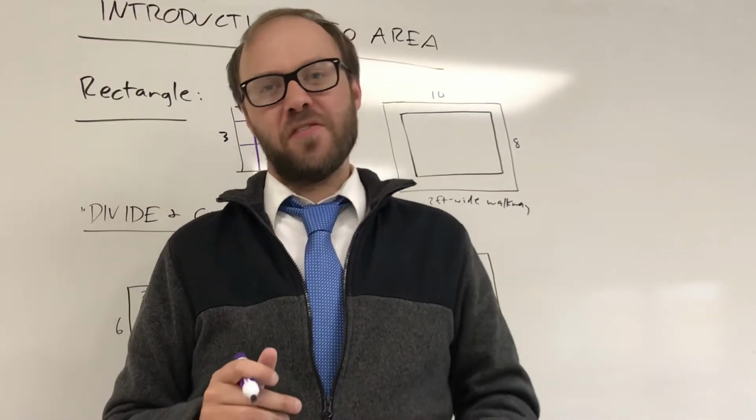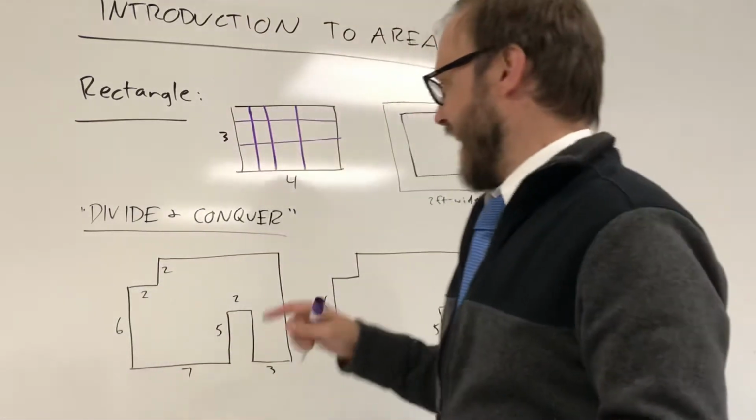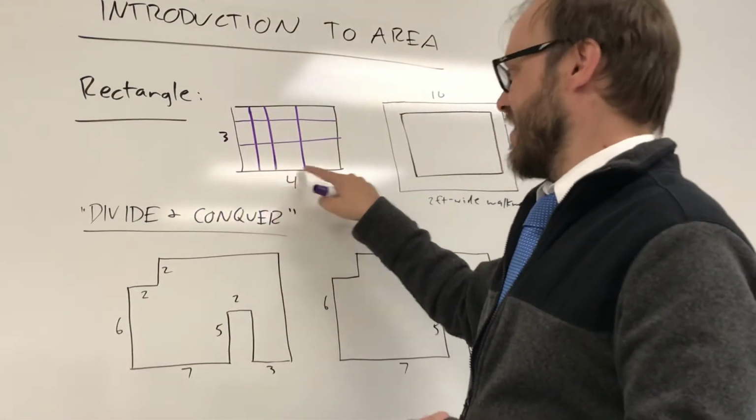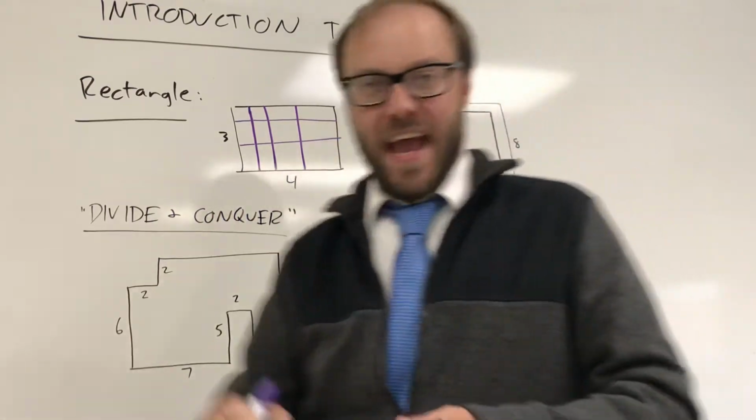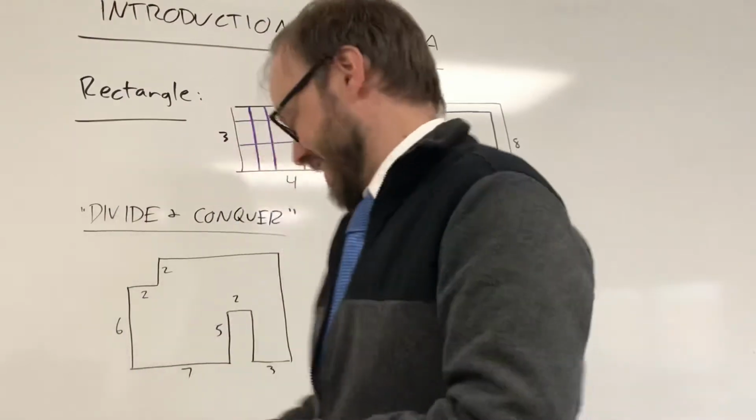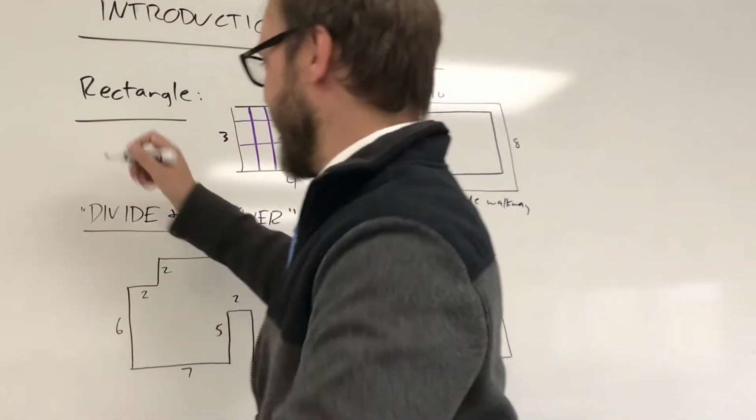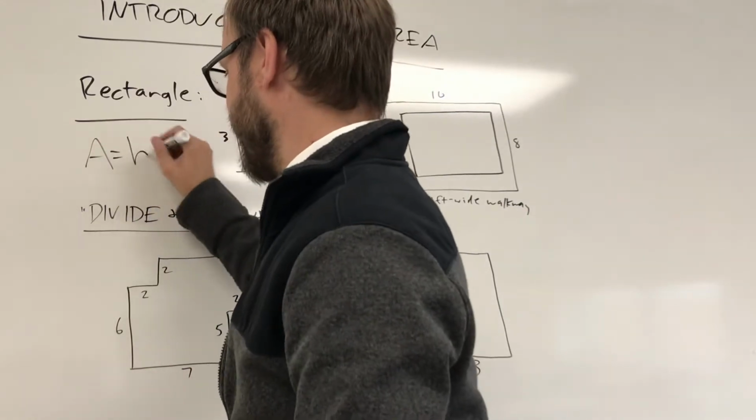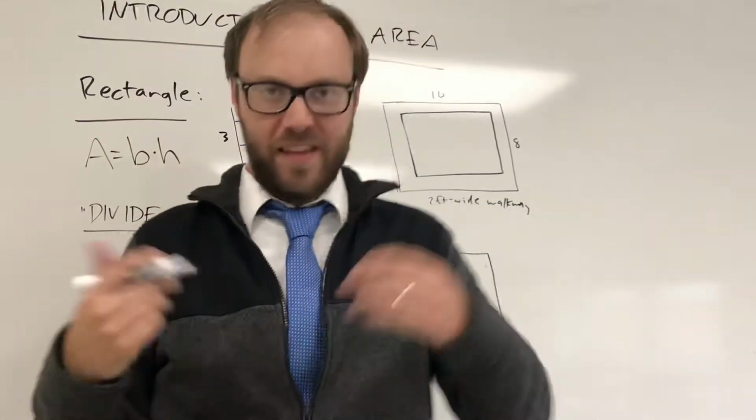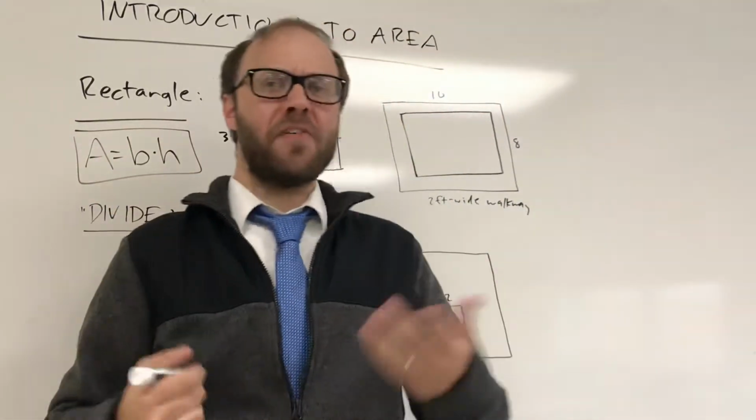Some of you have learned that the area of a rectangle is the length times width. I prefer to think of it as the length of the base times the height. How many squares can I put across the base? How high can I stack each of those? So the area of a rectangle, you can think of as the length of the base times the height. Again, if you want to think of it as length times width, same thing.